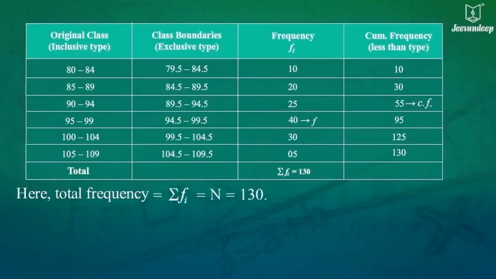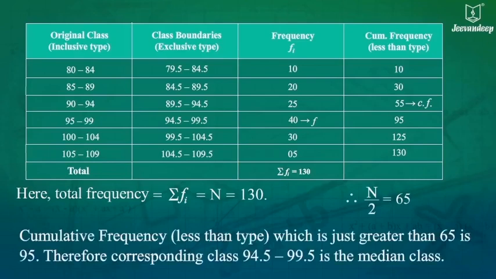Here, total frequency equals sigma fi equals n equals 130. Therefore, n by 2 equals 65. Cumulative frequency of less than type, which is just greater than 65, is 95. Therefore, the corresponding class 94.5 to 99.5 is the median class.